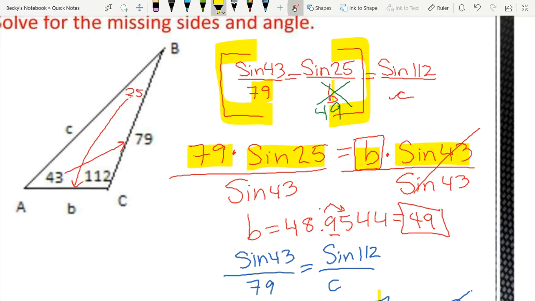If I'm solving for b, I need to remove the thing that's next to it. So I need to divide by sine 43. I divide it on the left and the right. Notice it cancels out on the right-hand side. It's right there. It's gone.